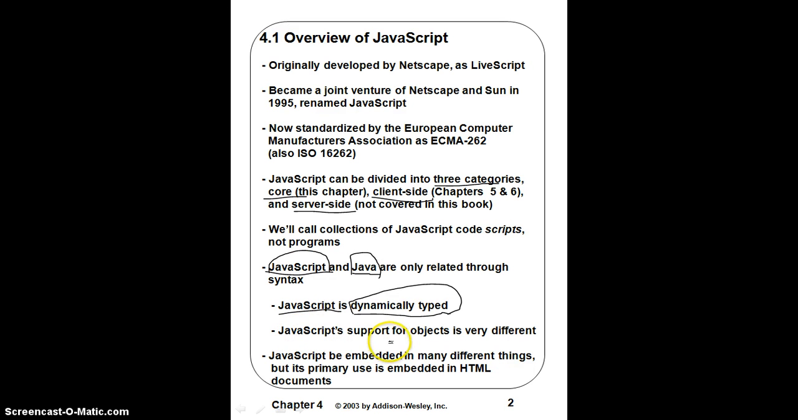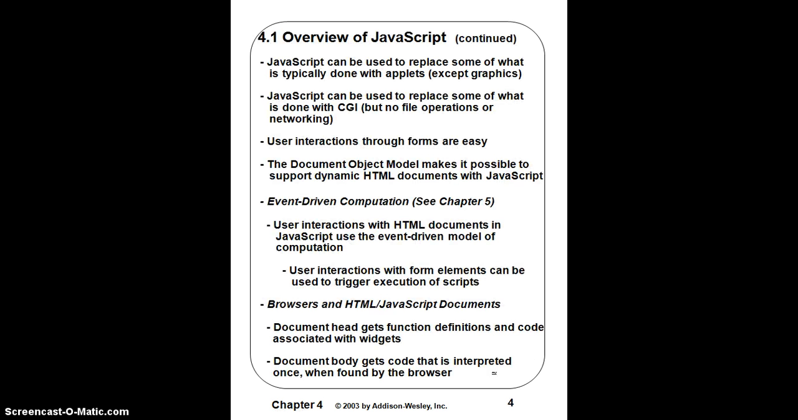JavaScript's support for objects is very different from the Java language. JavaScript is always embedded in an HTML document or XHTML document. So we'll continue with this slide. JavaScript can be used to replace some of what is done with applets. Applets are a client side language, but JavaScript is a scripting language, so it is different from applets.